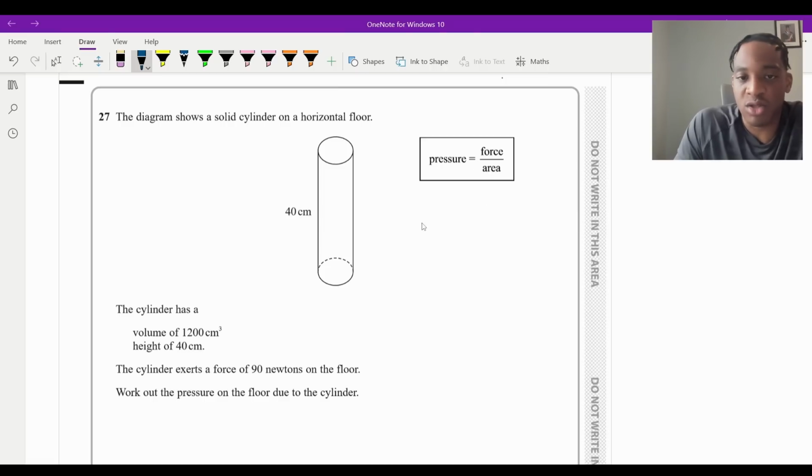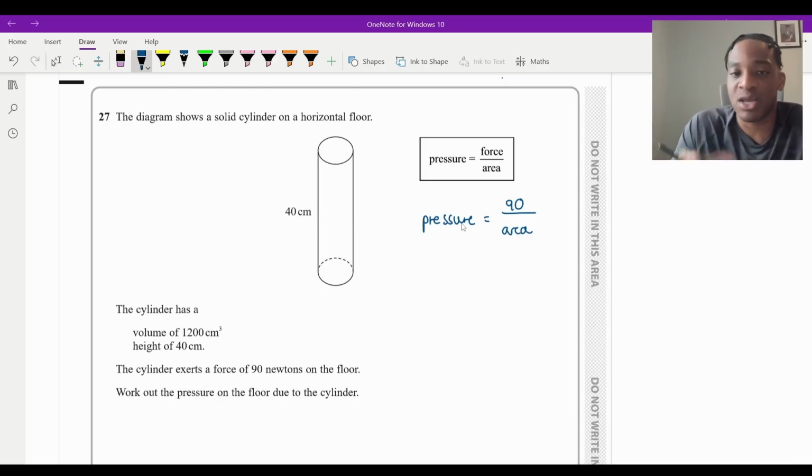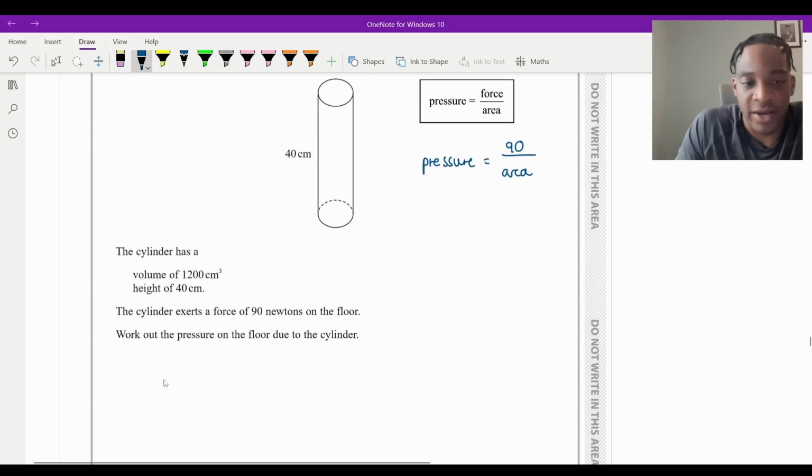So since we need to work out the pressure, I'll write this out here again. Pressure, we know this is equal to the force, and they've actually told us that the cylinder exerts a force of 90 newtons. So we know that the 90 is going to go here, and we're dividing this by the area. So we need to work out the pressure, and that tells me that we need the area, because once we know what the area is, we just do 90 divided by whatever the area is, and that'll give us the answer. So how do we work out the area of this cylinder? Now, we're dealing with a cylinder, and they've told us about the volume and the height. Now, you need to know the formula for the volume of a cylinder, which I'll do right here.